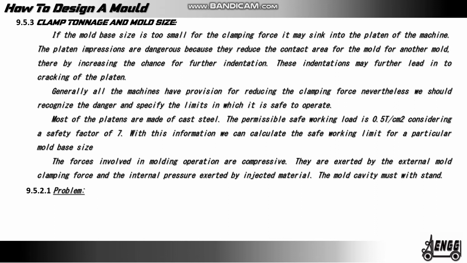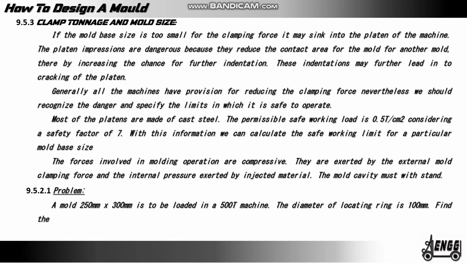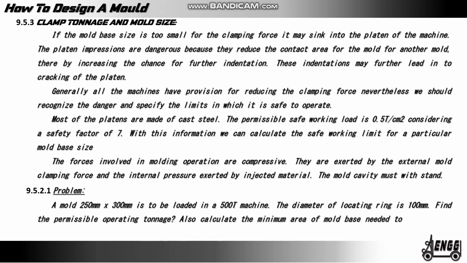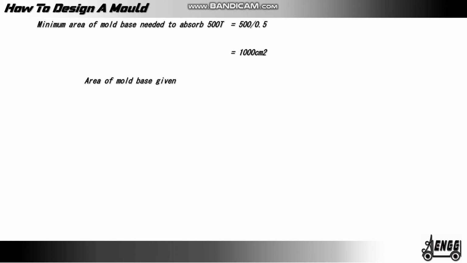A mold 250 mm into 300 mm is to be loaded in a 500 ton machine. The diameter of the locating ring is 100 mm. Find the permissible operating tonnage. Also calculate the minimum area of mold base needed to absorb 500 ton clamping force. Minimum area of mold base needed to absorb 500 tons is equal to 500 divided by 0.5, which is equal to 1000 centimeter square. Area of mold base given is 250 into 300, 75,000 millimeter square, which is equal to 750 centimeter square. This shows that the mold should be operated at a lesser tonnage.